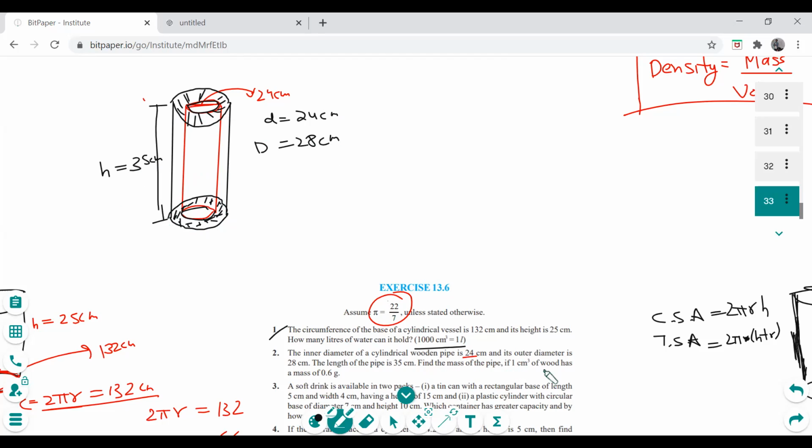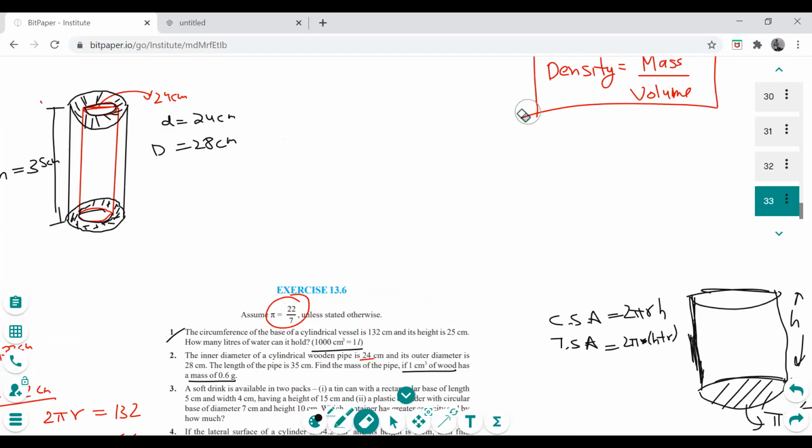Find the mass of the pipe if 1 centimeter cube of mass has this. We'll calculate the mass later on. First we need a couple of things here. First, we need the volume, because only then can we multiply by the density. We won't require this formula actually. That's good.